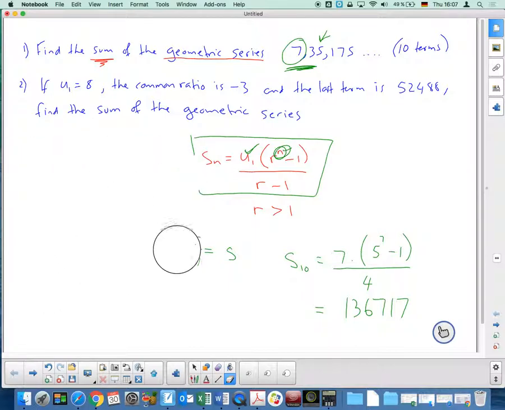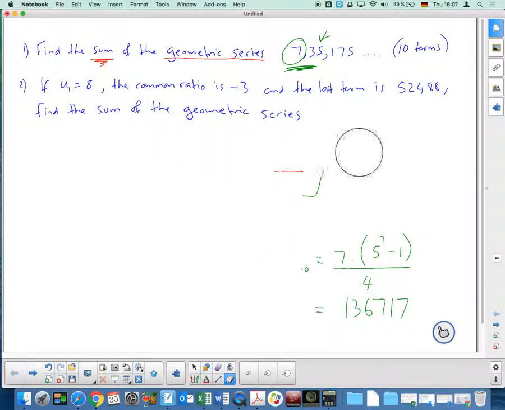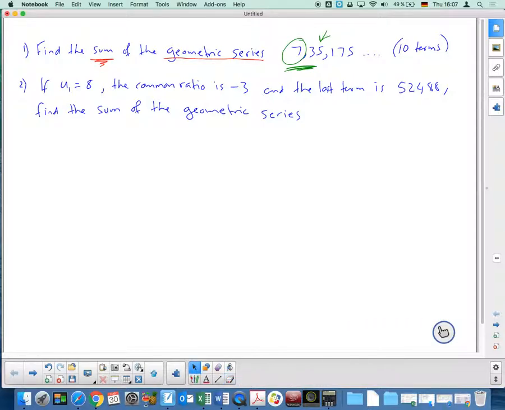Question 2 is similar, but when you're tackling question 2, you need to really think about the information that's missing. So at first glance it looks the same, so I would read through the sentence. Here's the bit that tells me what I've got to do. I've got to find the sum of a geometric series. So let's start off the way we started before. I'm going to write down my formula.